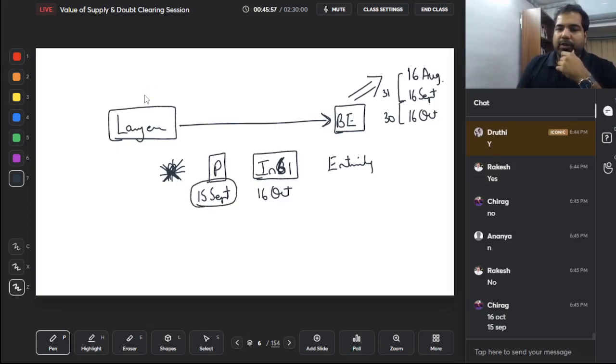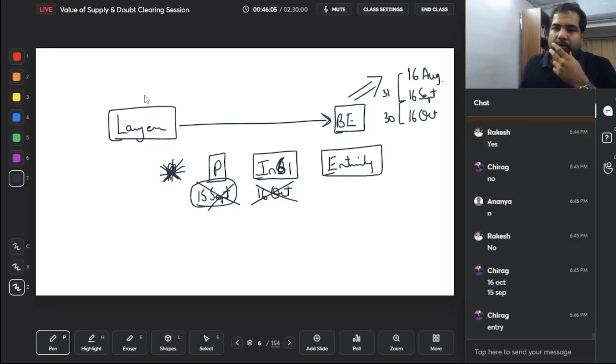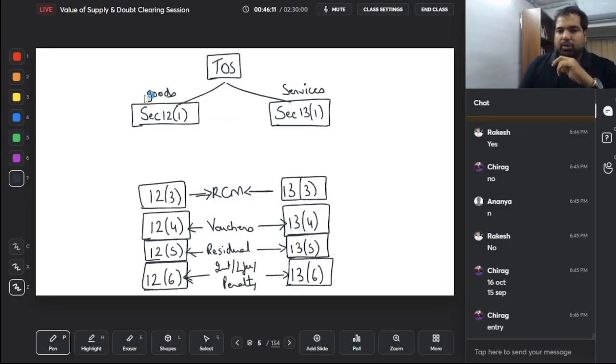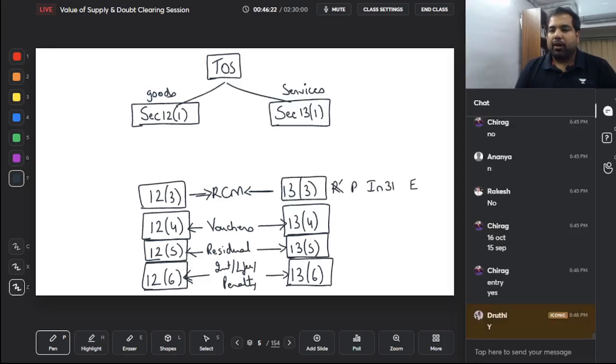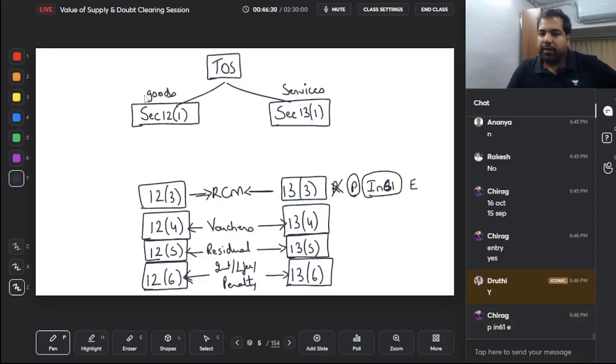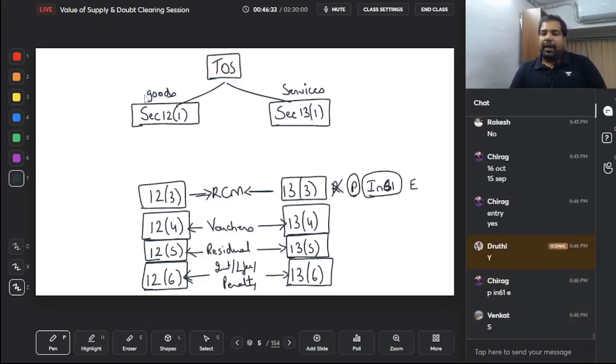So what if this was not given? Then still one. What if both were not given? Then the date of passing the entry in the books of accounts will be the time of supply. So guys, for 12.3 and 13.3, is the shortcut almost the same? Recipient pays in 31 entirely. Yes. Remove R and make it 61. So basically you're focusing on the payment date and on 61 days from the invoice. And entry is the residual. Yes, entry is the residual.